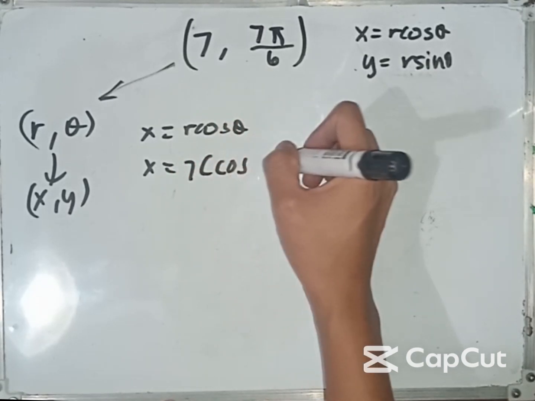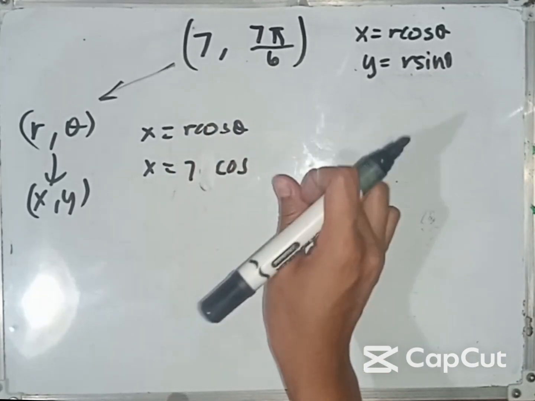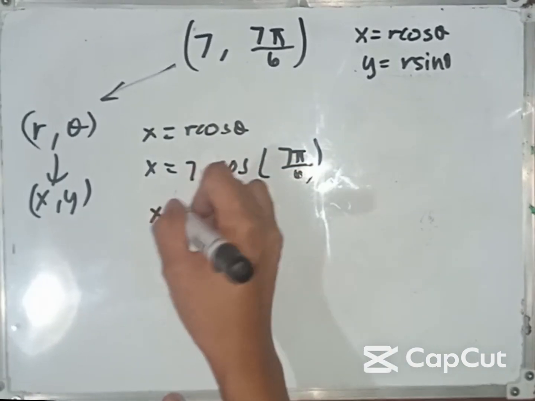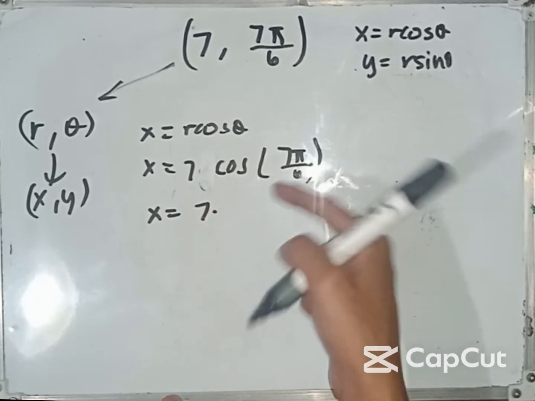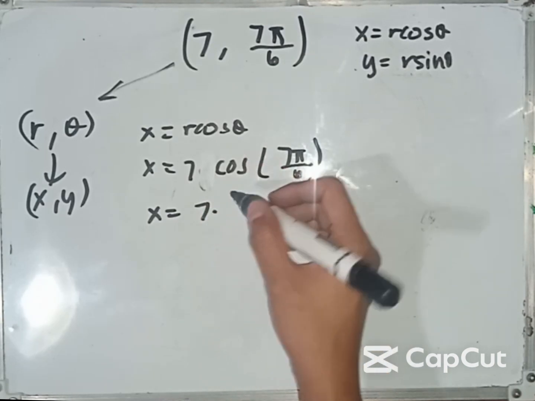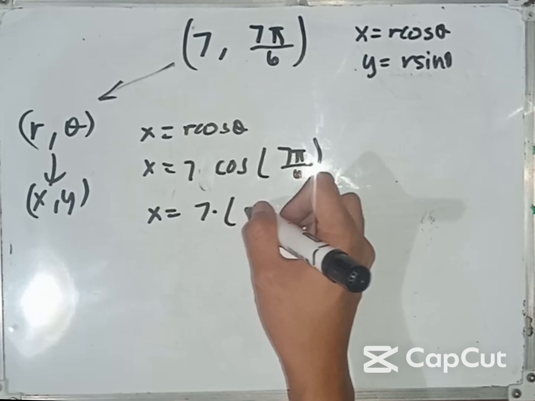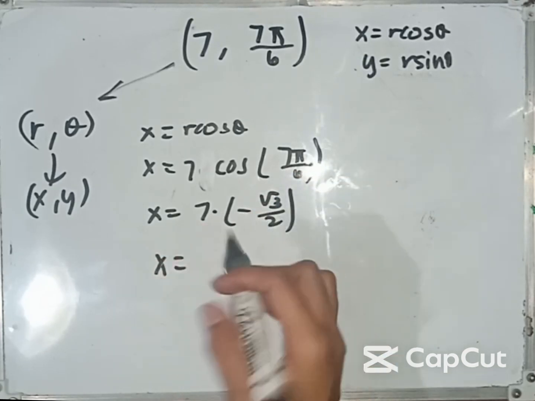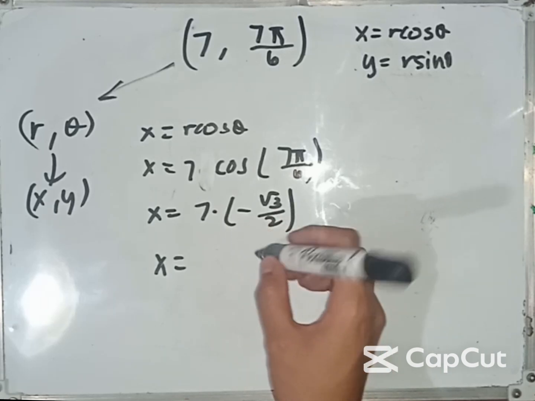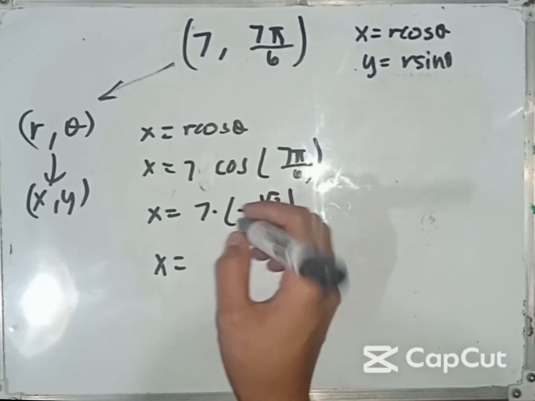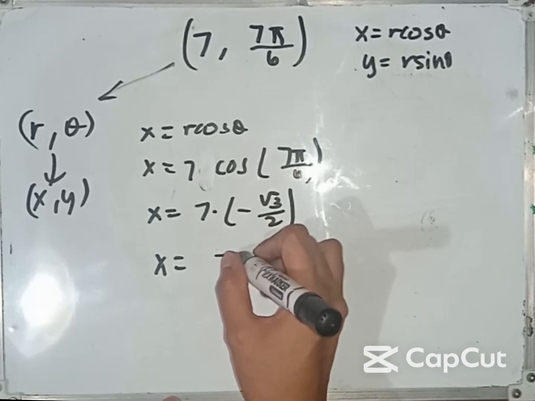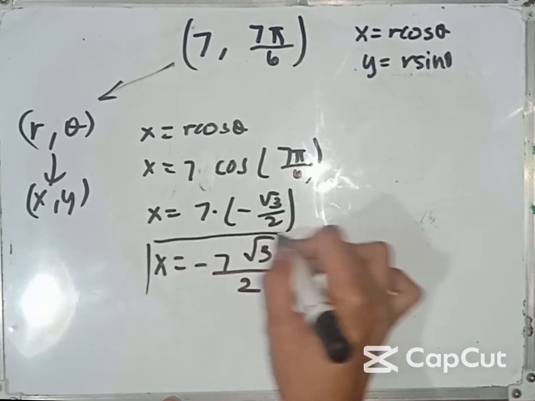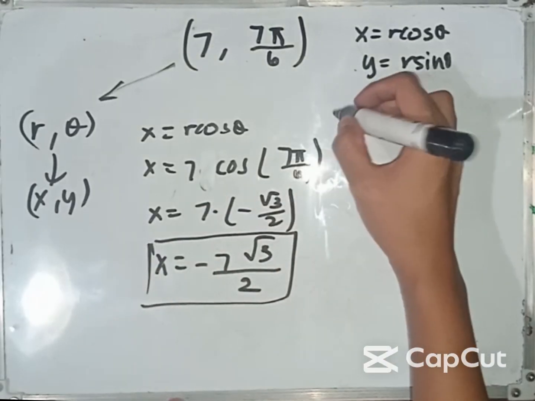Our r is 7 and our angle is 7 pi over 6. So 7 times the cosine of 7 pi over 6, which is negative square root of 3 over 2. So 7 times negative square root of 3 over 2 is simply negative 7 square root of 3 over 2. So that is our x.